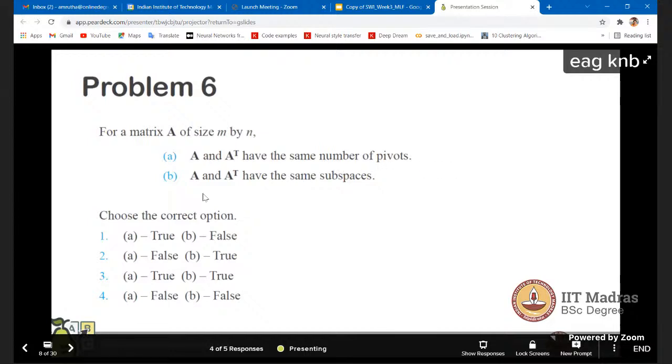And for the second statement, A and A transpose have the same subspaces? No, they do not have the same subspaces. Why? Because in A and A transpose, the rows and columns are interchanged. At that time, if you find the column space of A, it will not be equal to the column space of A transpose. So that's why they do not have the same subspaces. And in the same way, even if you calculate the null spaces, the null space of A and the null space of A transpose are not going to be the same. So that statement everyone has got correctly as false.